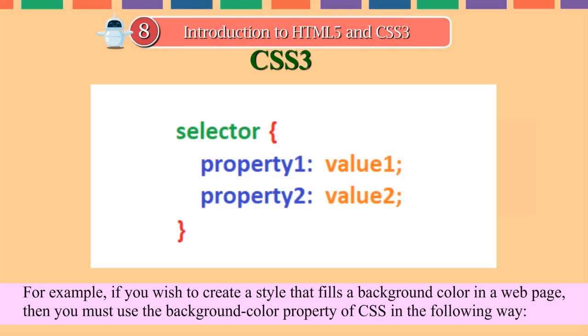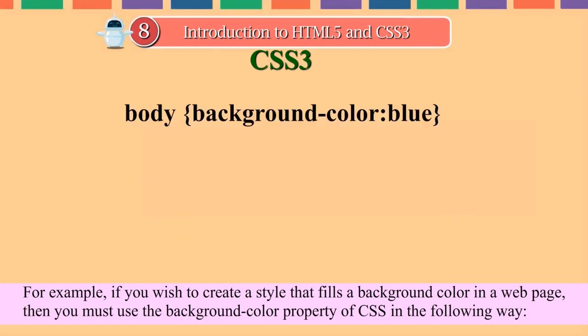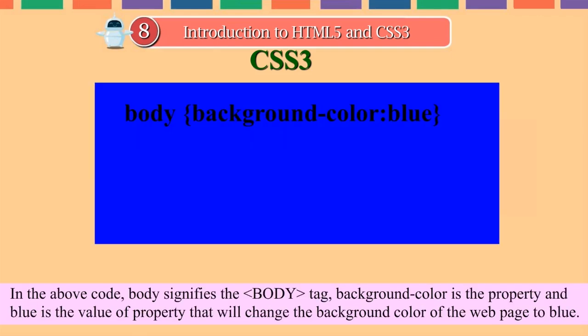For example, if you wish to create a style that fills a background color in a web page, then you must use the background-color property of CSS in the following way: body { background-color: blue; }. In the above code, body signifies the body tag, background-color is the property, and blue is the value of the property that will change the background color of the web page to blue.